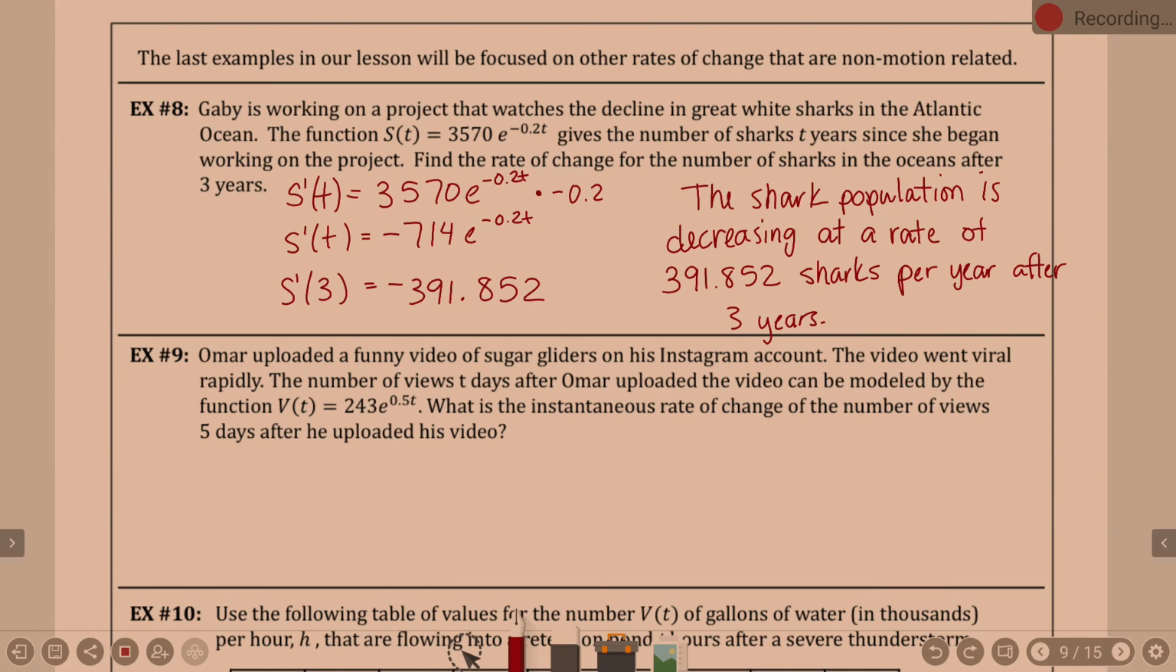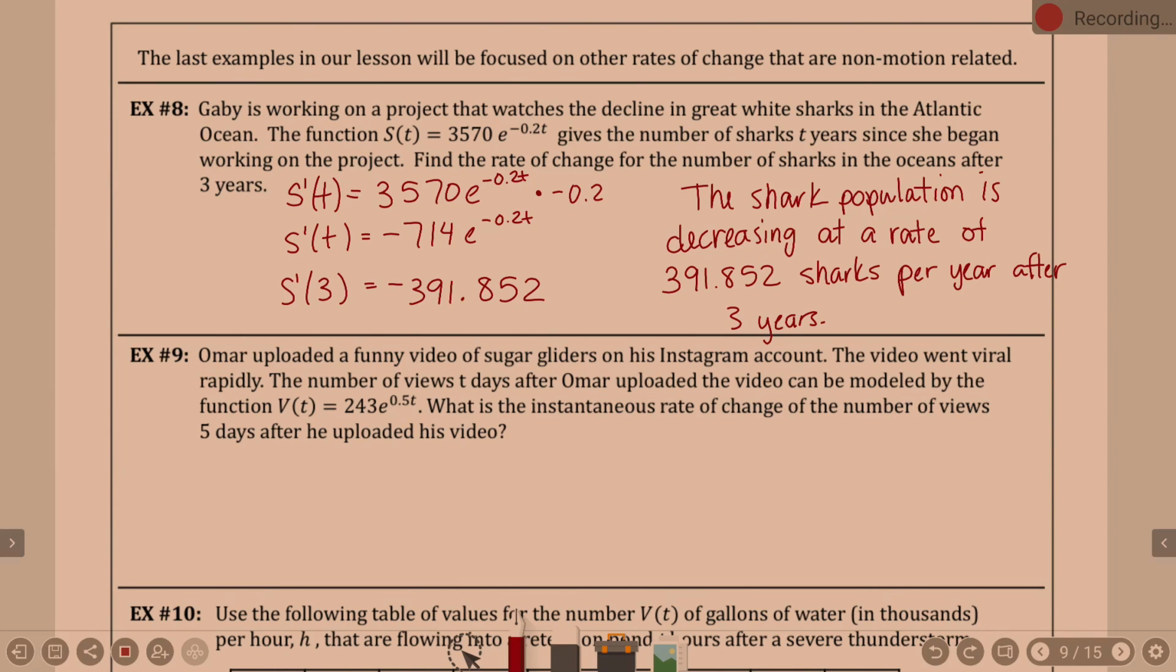Let's read about Omar. Omar uploaded a funny video of sugar gliders on his Instagram account. The video went viral rapidly. The number of views T days after Omar uploaded the video can be modeled by this function V of T. What is the instantaneous rate of change of the number of views 5 days after he uploaded his video?